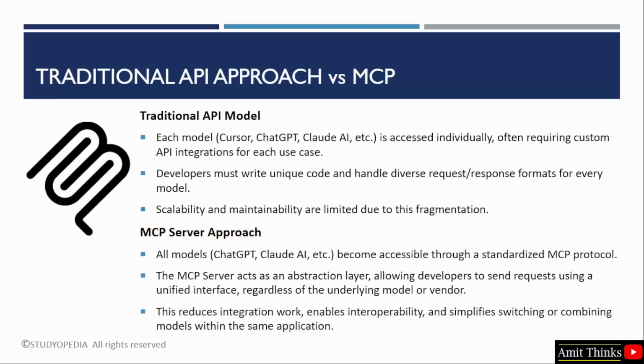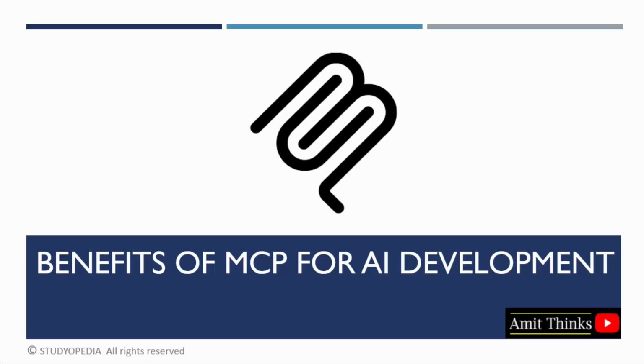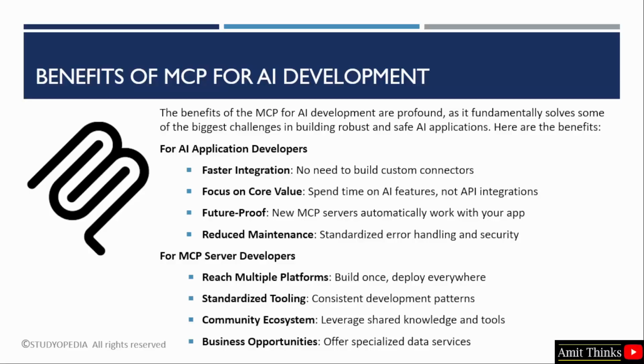So in this lesson we saw the difference between the traditional API approach and MCP. In this lesson we will understand the benefits of MCP for AI development. So let us see. The Model Context Protocol delivers transformative advantages for AI development, addressing critical challenges in building scalable, secure, and future-ready applications. Here are the benefits.